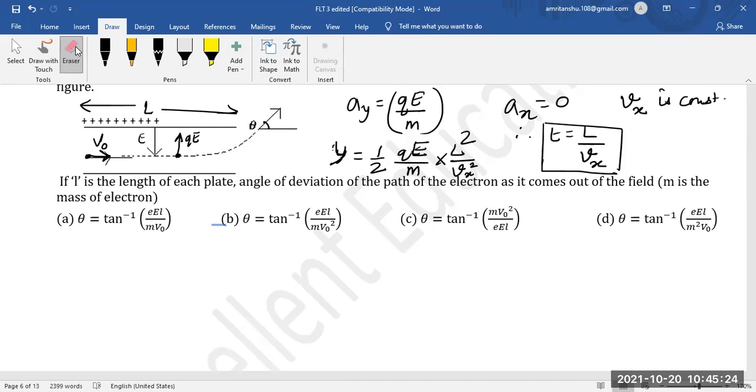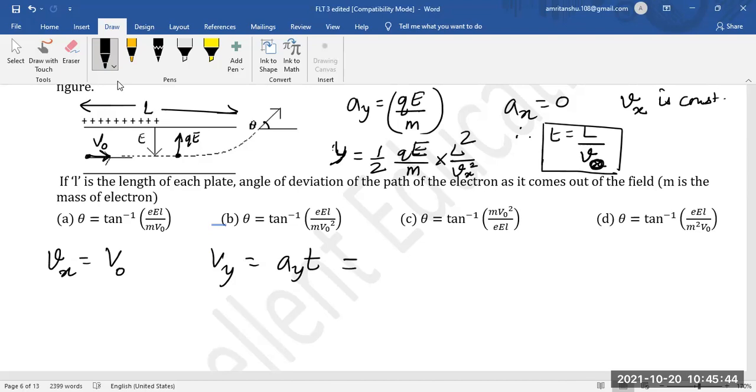So if I take components of velocity, v along x is always v naught because it's not changing, and v along y is ay into t. T we have already calculated, L upon vx, which is v naught mostly. Okay, so ay was qE by m, into L by v naught.